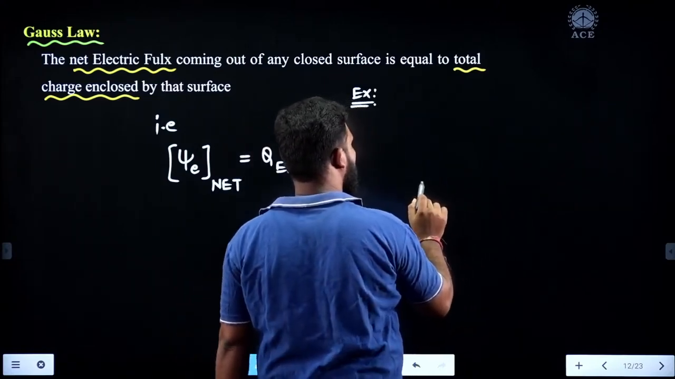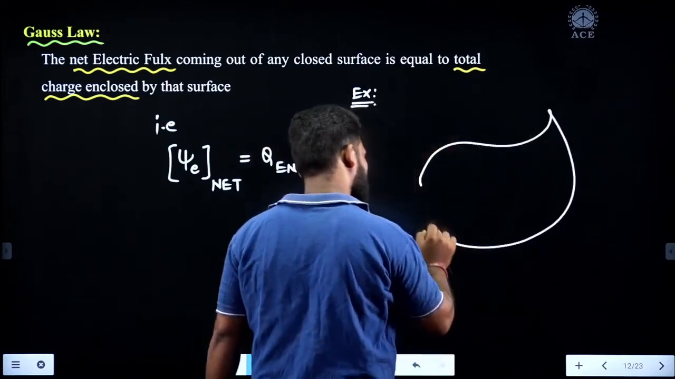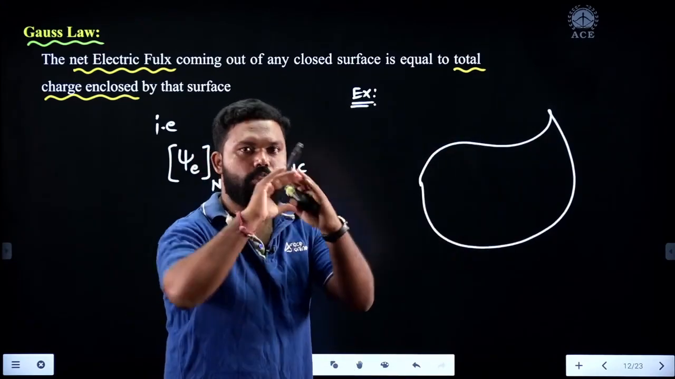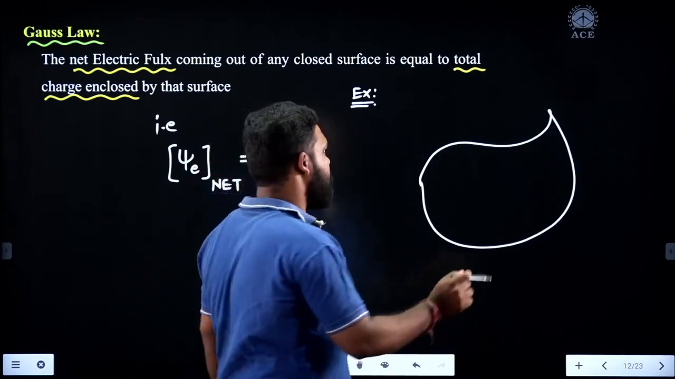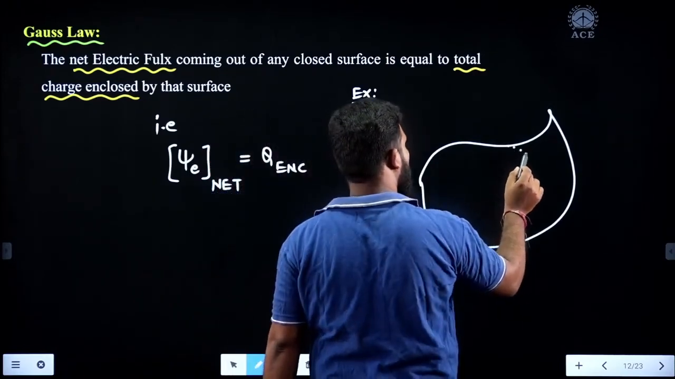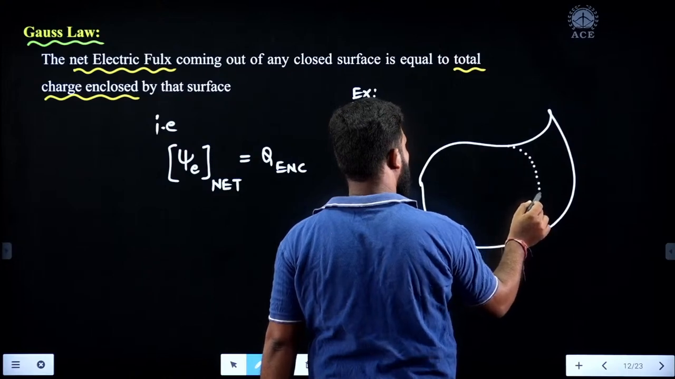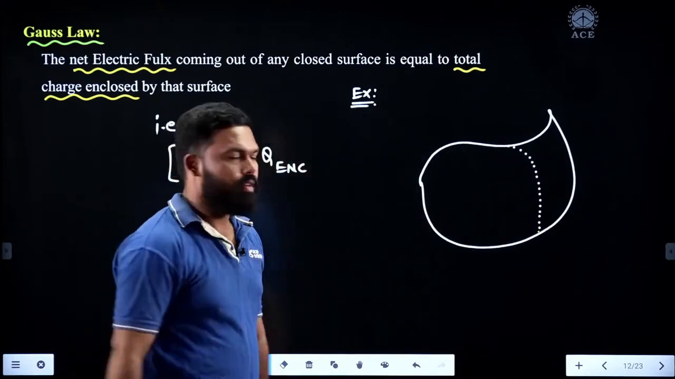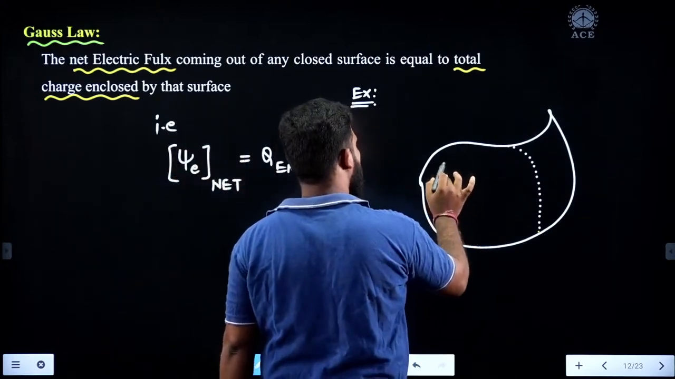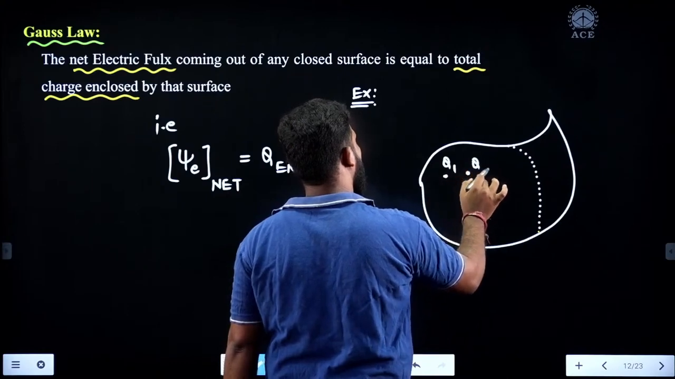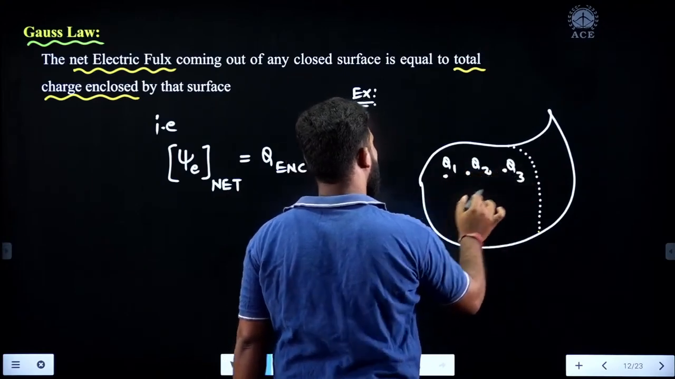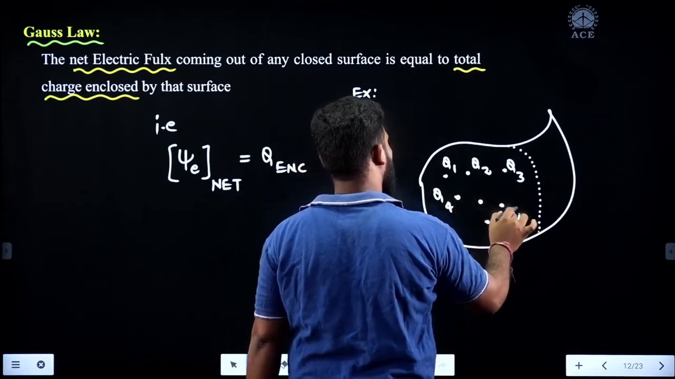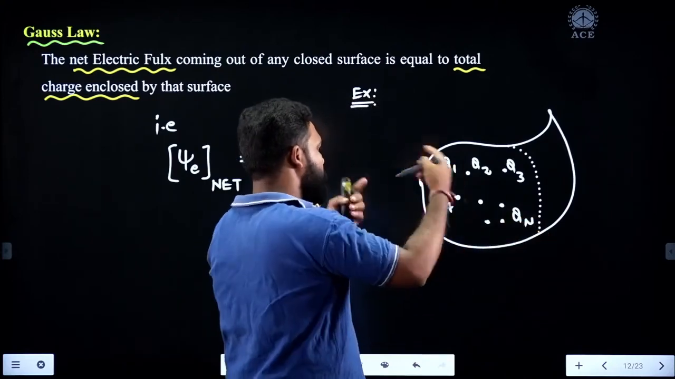Let us consider a closed surface, something like a mango, something like a balloon, isn't it? It is a closed surface. Inside this, let me put some dots, to create the feel that it is three-dimensional. Inside this there are charges Q1, Q2, Q3, Q4, and so on up to Qn. And outside this there are charges.